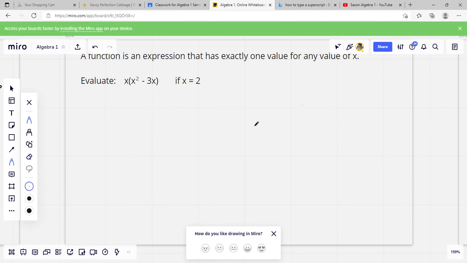So if I had x plus 2 and I put in a 3, I'm going to get 5. I can't put in a 3 another time and get some other number.